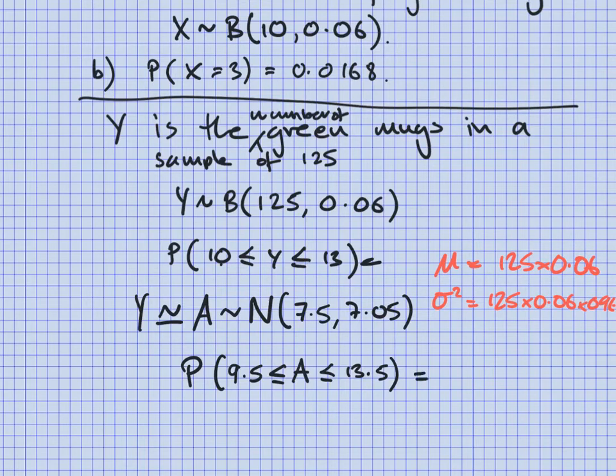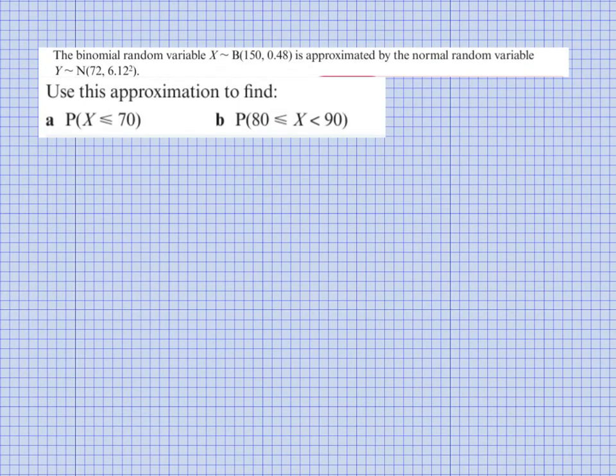Now this we can do on the calculator straight away. We can just type in the values and get an answer using the normal CD, always the normal CD. So the lower value will be 9.5, the upper value will be 13.5. Sigma will be the square root of 7.05, and mu will be 7.5. If you go through all of those steps, you should get 0.2147, I hope. All right, so the big thing to notice here is the continuity correction that comes into it as well.